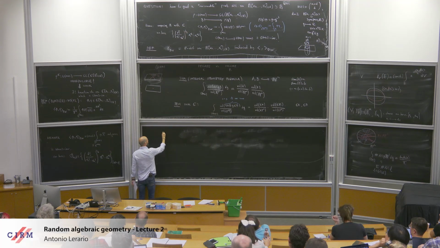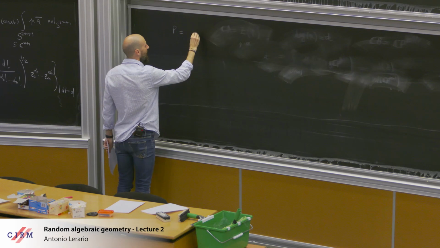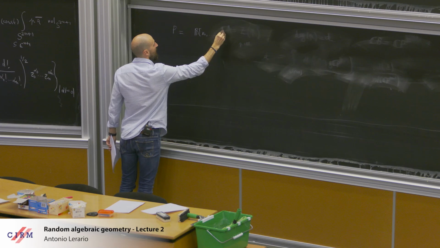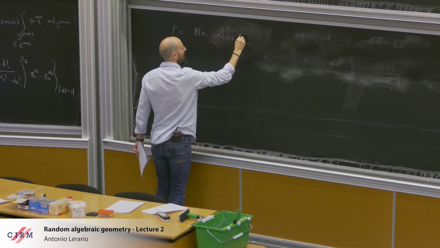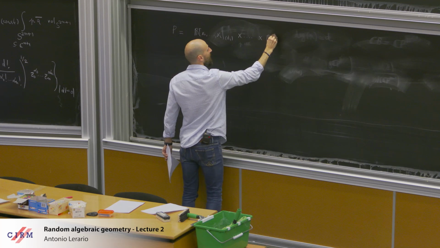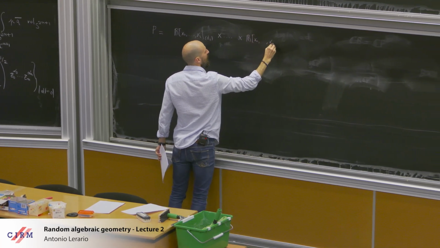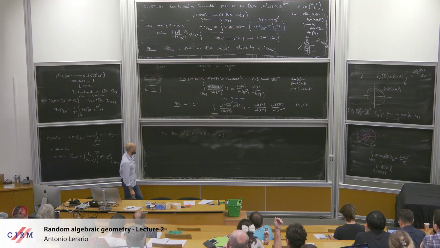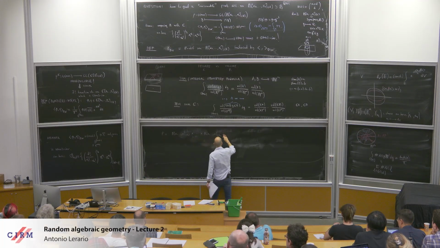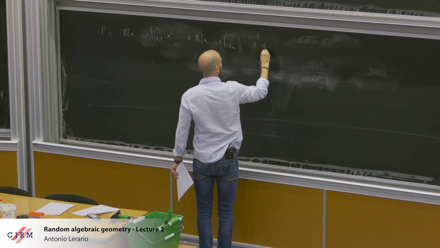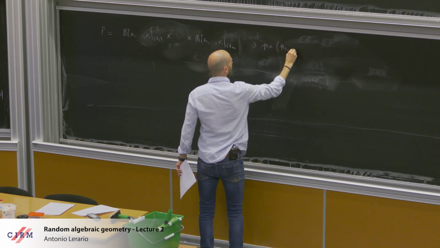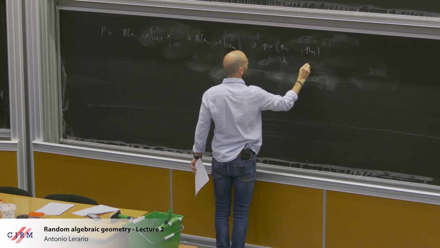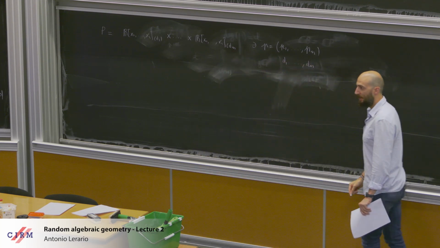So I want to take as a parameter space now real polynomials of degree d1 times ... times real polynomials of degree dn. So that's my parameter space. It's a product. So an element in this space would be a list of homogeneous polynomials of degrees d1 up to dn.